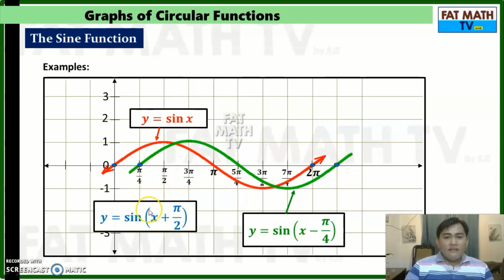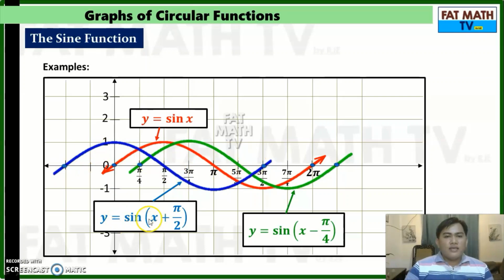And then if it's plus, it's a shift to the left. Okay? So you look at this red graph and then you move pi over 2 units to the left. If it's plus, to the left. So it's pi over 2 units. It's this long. This is pi over 4, negative pi over 4, negative pi over 2.